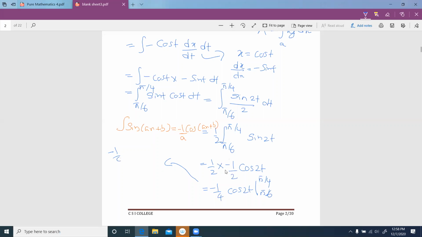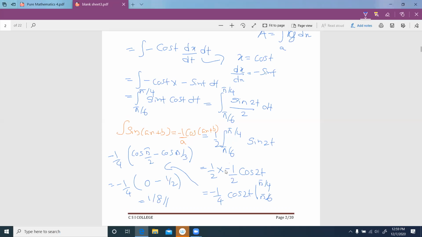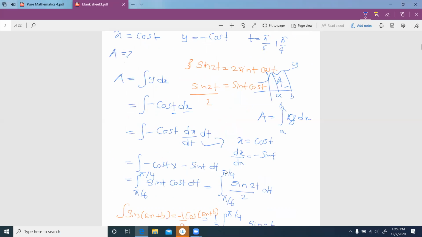Minus 1 over 4. Then cos pi by 4 into 2 is pi by 2, minus cos pi by 6 into 2 is pi by 3. So what happened here is that minus 1 over 4, this is 0 minus cos pi by 3 is half there. So this answer turns out to be 1 over 8. That's a way of getting this answer. Is that clear? That's a way of doing this kind of question.